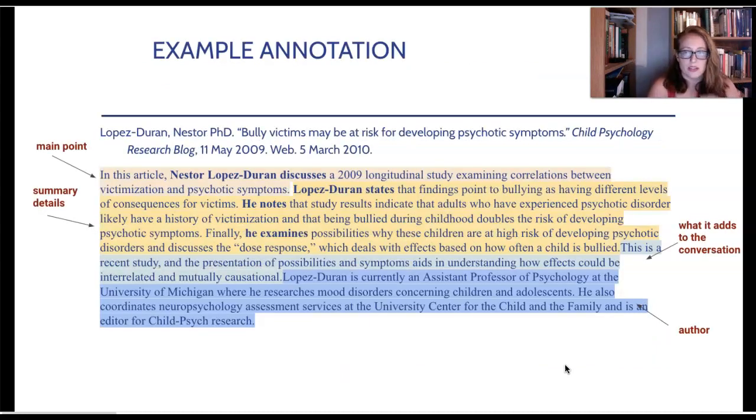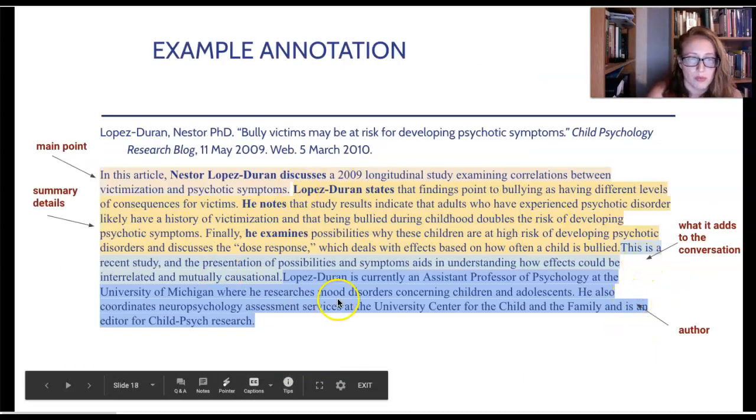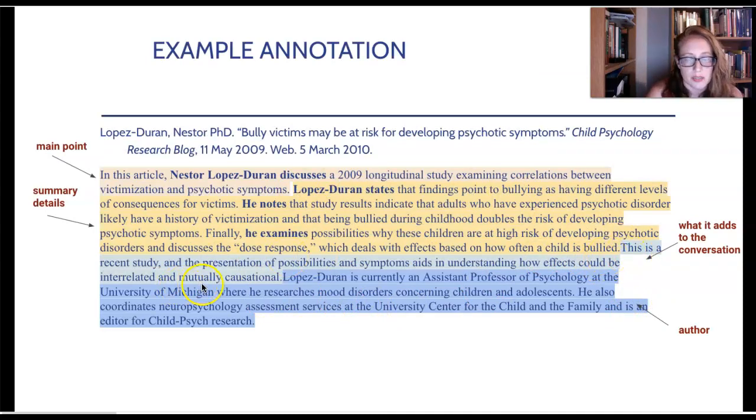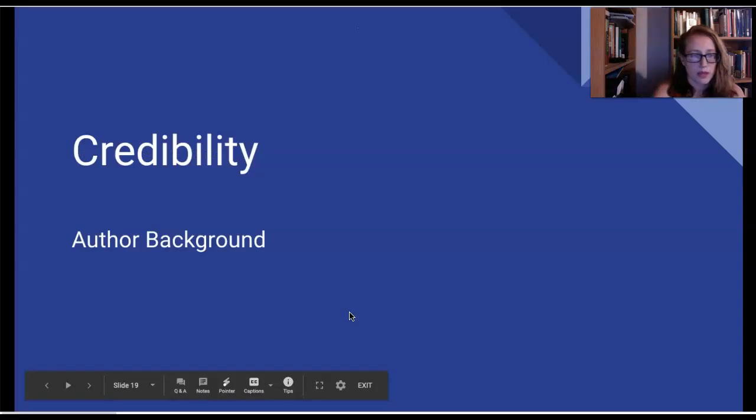And then I want to look at this. So here's an example of where it adds, the example we've been looking at. This is where it fits in and explains how it's useful. Like, this is a recent study in the presentation of possibilities and symptoms that aids in understanding how effects could be interrelated and mutually causational. They did one sentence. They figured out why it's important: it's a recent study from a scholar that helps you understand this about this issue. It's super specific, but it's one sentence that packs a lot of punch in terms of understanding why it's included in this annotated bibliography.